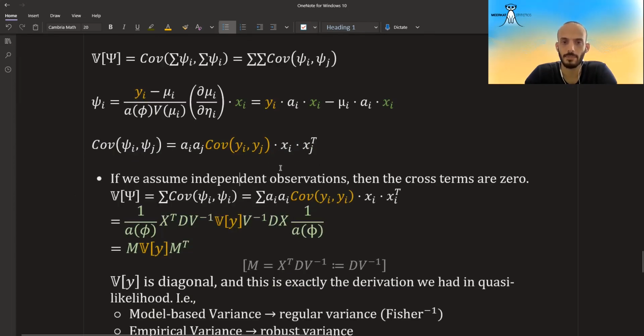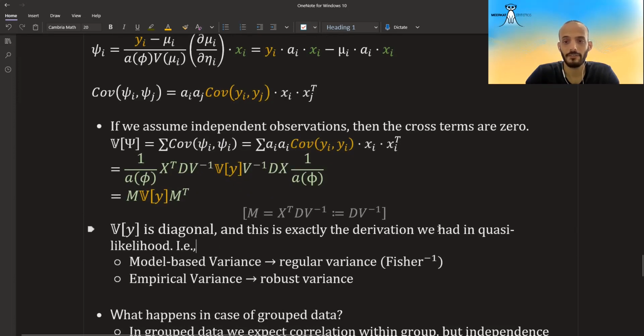Okay, if we assume independent observations, then the cross terms are 0, right? In this thing over here, it won't be a double sum. All the cross terms will be 0, and we'll just get a sum of the diagonal, you could call it, of the same index, i and i, which will be equal to this thing over here. And you can see that this can be written in this form, which is exactly the derivation that we had in the quasi-likelihood, right? So we got to this derivation, and again, we have to decide, well, if we believe that our assumptions are correct, we just use the regular Fisher, then some things will cancel and we'll get the same regular variance that we had in the regular GLM. But instead, we can say, okay, maybe we are wrong, use the empirical variance, and then get a robust variance estimator, which is also consistent to the real variance.